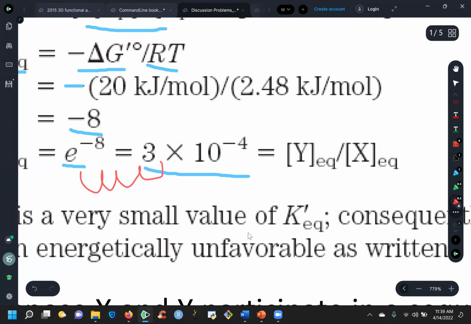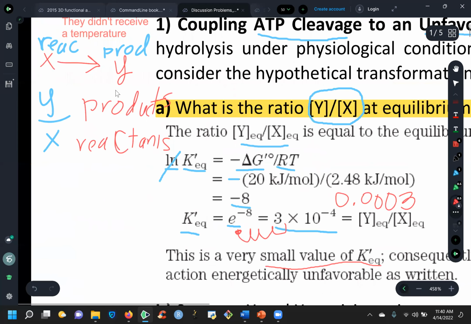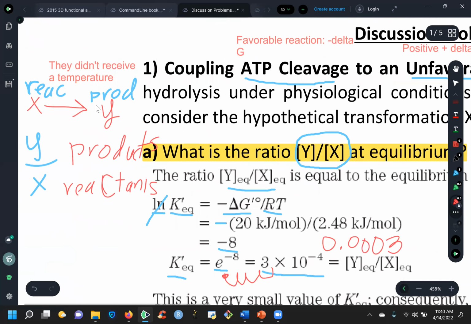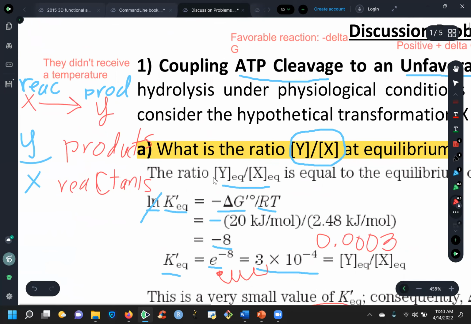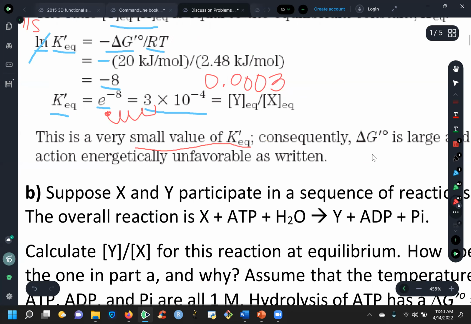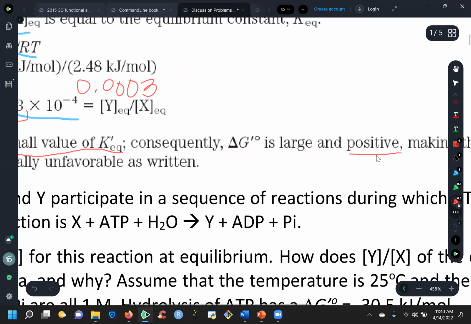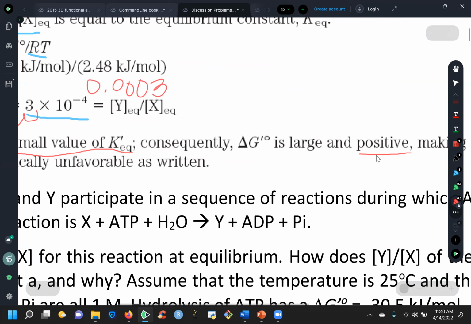Consequently, delta G is large and positive. So you see that here the reaction is not moving to the right because the concentration of product is super small. So that means that the reaction is either moving left or just staying still. The delta G is positive. That's what matters. If the ratio of Y to X is small, delta G is positive, and that means that this is energetically unfavorable.